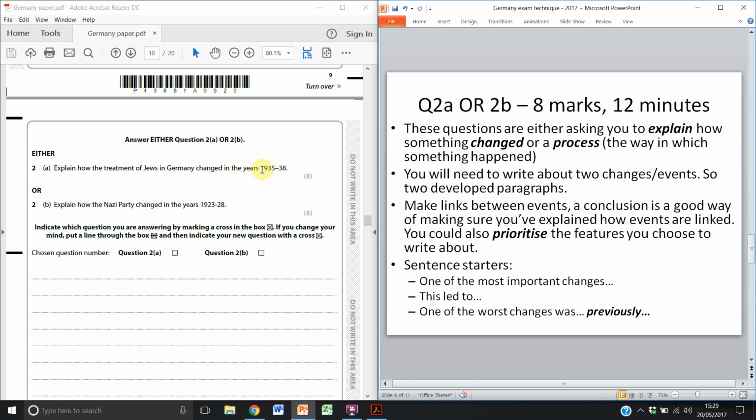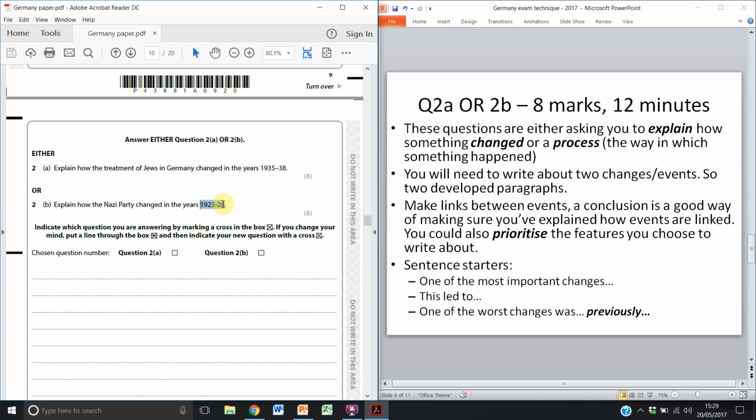Okay, this is with any of the questions. Be very, very aware of dates. So if you look at 2A, it very clearly says 1935 to 38. So for that question, you'd need to think very carefully about the events that you wrote about. You'd be starting with the Nuremberg laws in 1935. So just be very, very aware of that.